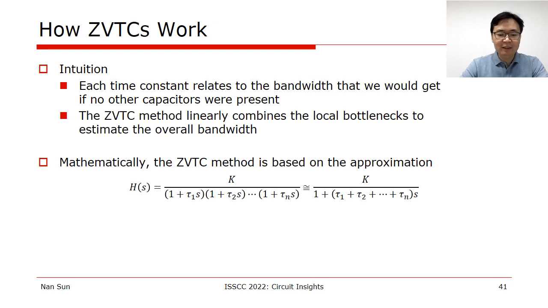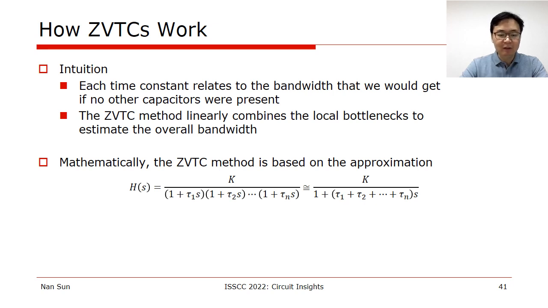So how does ZVTC analysis work? Well, we can explain it in two ways, both an intuitive way and a mathematical way. From intuition, each time constant relates to the bandwidth that we could get if no other capacitors were present, and reflects only the local bandwidth bottleneck. So for simplicity, the ZVTC method linearly combines the local bottlenecks to estimate the bandwidth of the overall circuit.